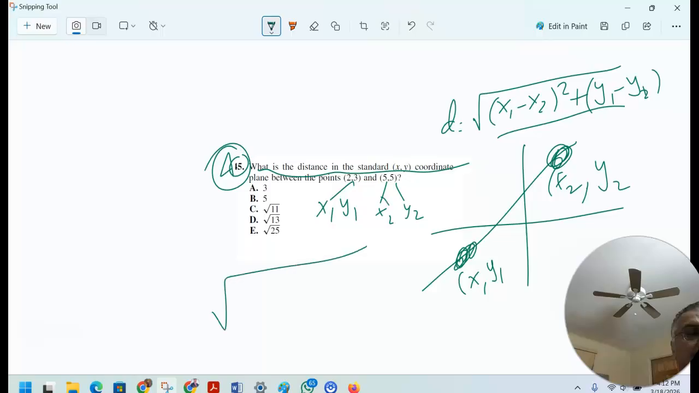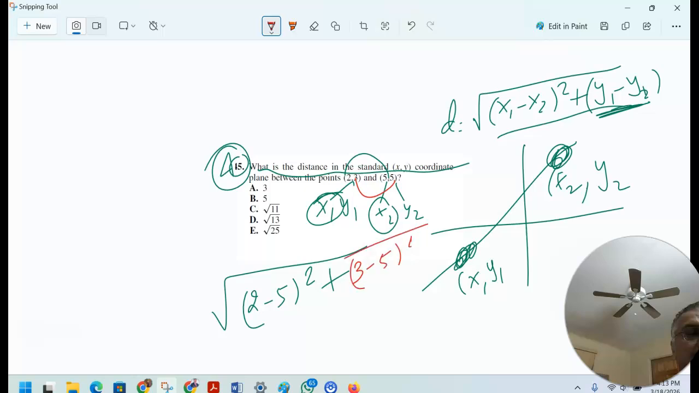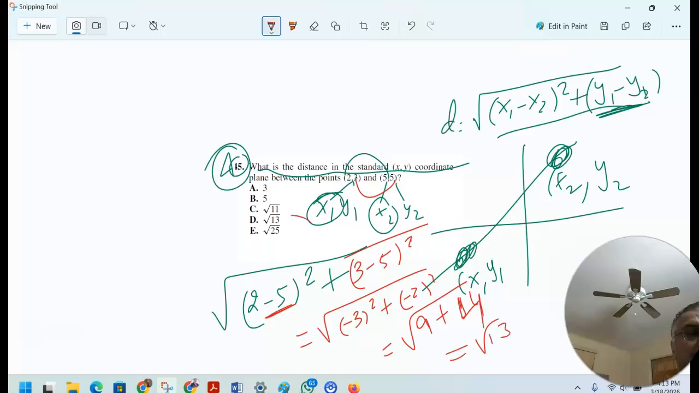So it becomes square root of x1 minus x2, that means 2 minus 5. So 2 minus 5 squared. And then there is y1 minus y2, it means you're subtracting 3 and 5. Okay, and you get the answer. 2 minus 5 is minus 3 squared, and this is minus 2 squared. That will be 9 plus 4. And you get square root of 13. And that's the answer.